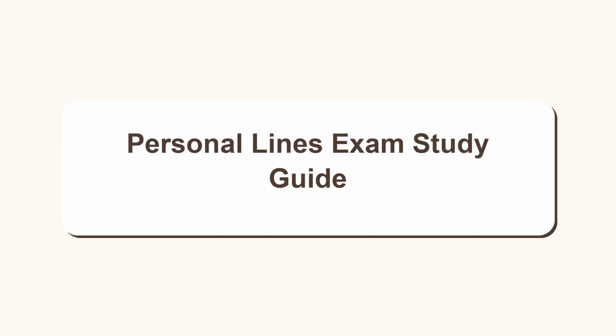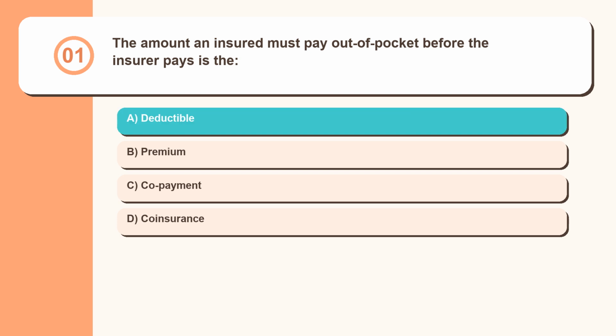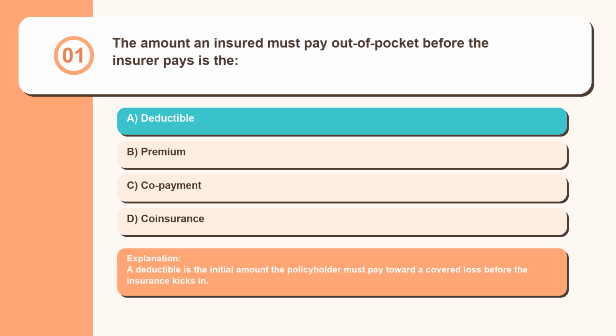Personal Lines Exam Study Guide. Question 1. The amount an insured must pay out of pocket before the insurer pays is the deductible, premium, copayment, coinsurance. A deductible is the initial amount the policyholder must pay toward a covered loss before the insurance kicks in.